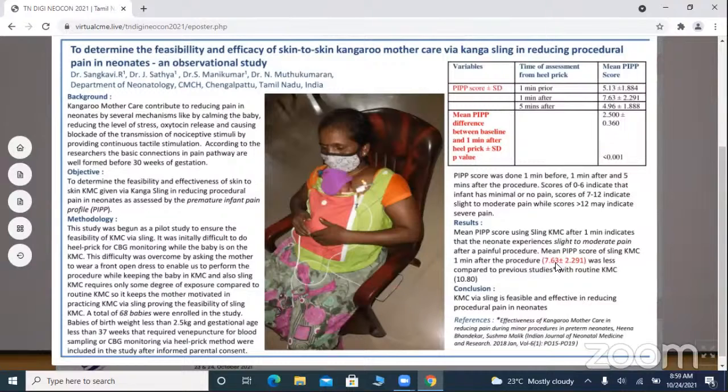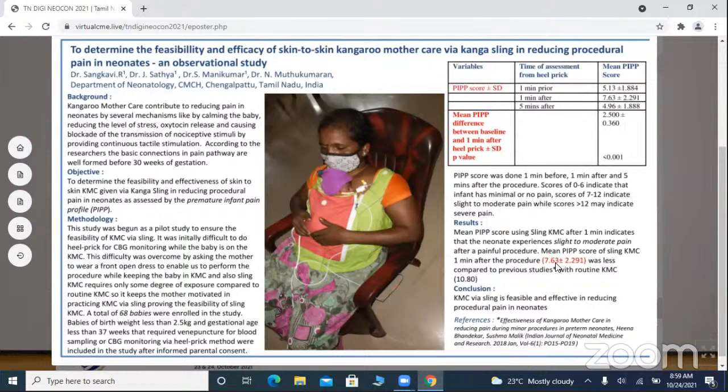To conclude, the mean PIP score using sling KMC after 1 minute indicates that the neonate experiences slight to moderate pain after a painful procedure. And the mean PIP score of sling KMC after 1 minute was 7.63 plus or minus 2.291, which was very less compared to the previous studies with routine KMC.